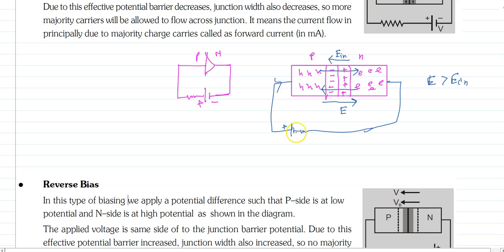That's why this biasing is called forward bias. It means when we connect the positive terminal of the battery to the p side and the negative terminal of the battery to the n side, then we get current for sufficient applied voltage. Okay, for sufficient applied voltage means for very low voltage we cannot get current, because low voltage cannot apply sufficient electric field to cancel the inside opposite electric field. That's why this is called forward bias.